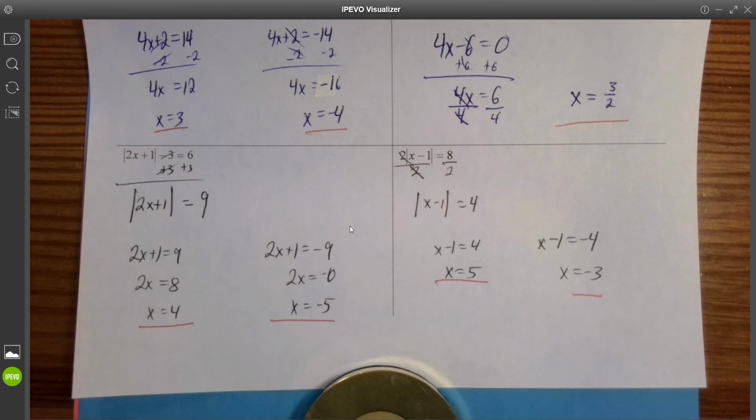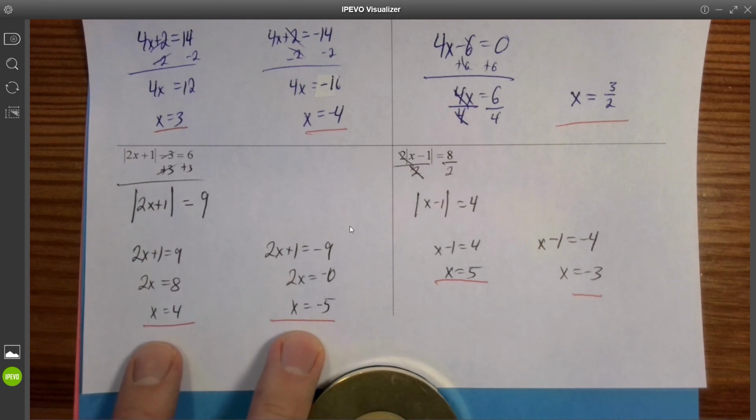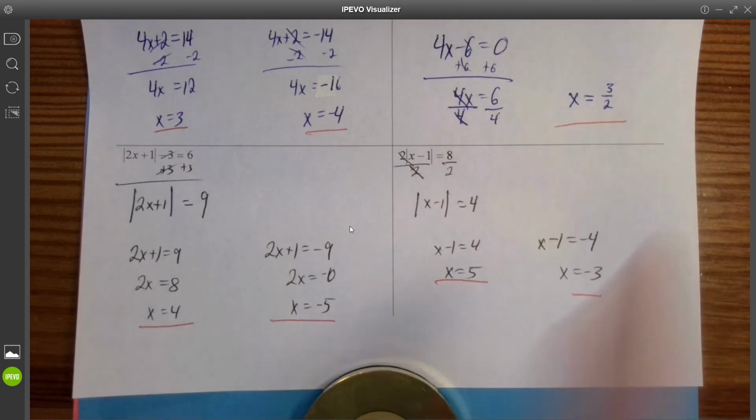And where am I there? And I knew that: 4 and negative 5. Now, what if it's a fraction that's kind of hard to see? We'll get there in a minute.